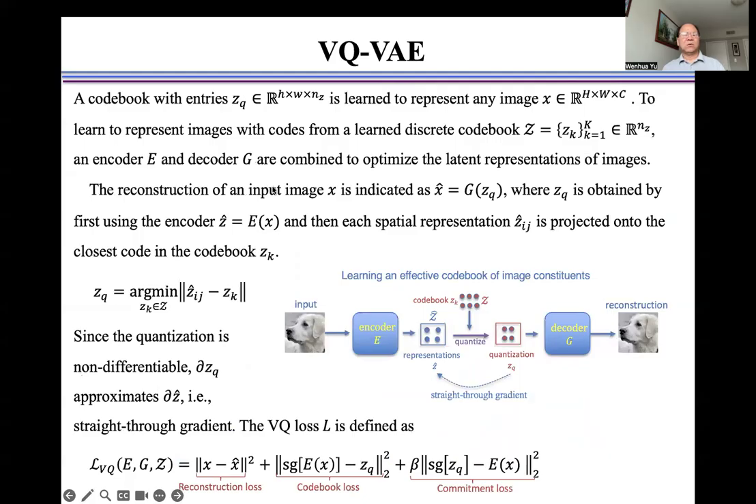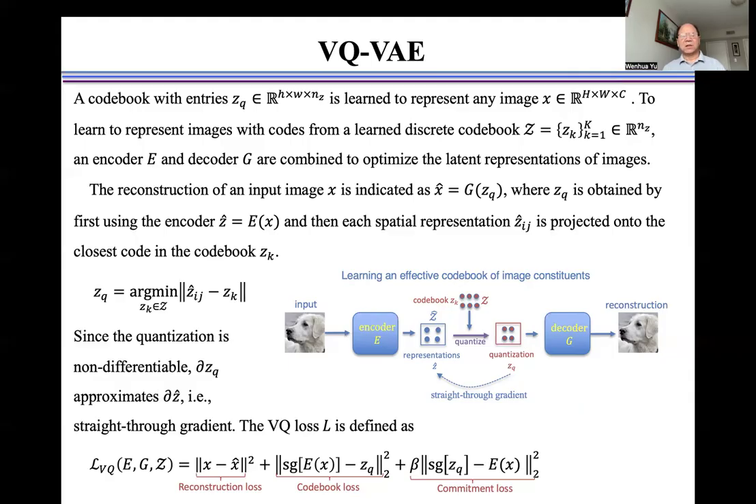A codebook with entries ZQ is learned to represent any image X. To learn to represent images with codes from a learned discrete codebook Z, encoder E and decoder G are combined to optimize the latent representations of images.